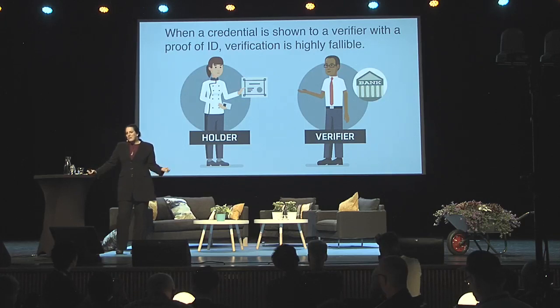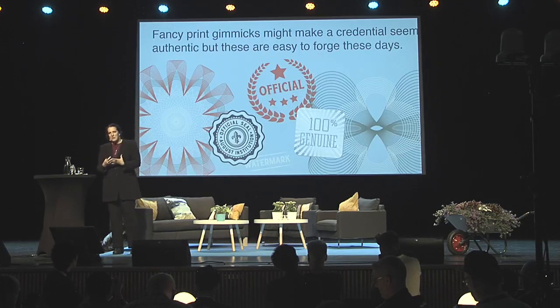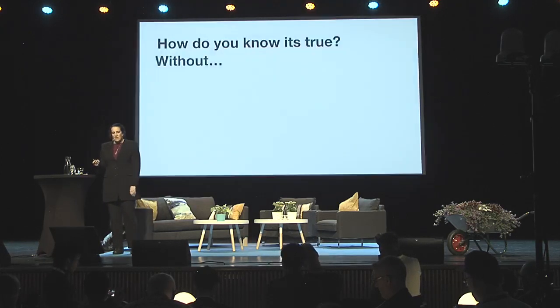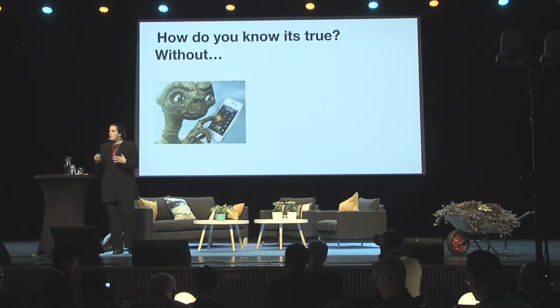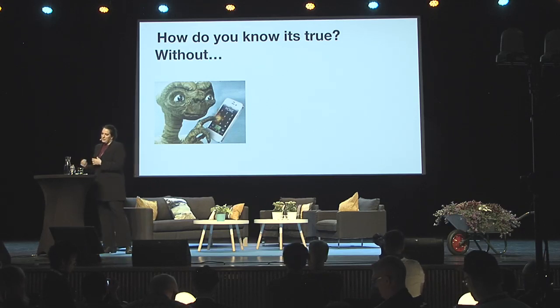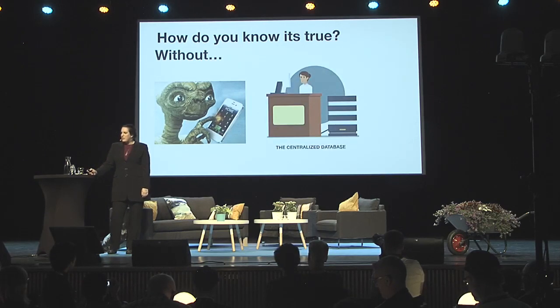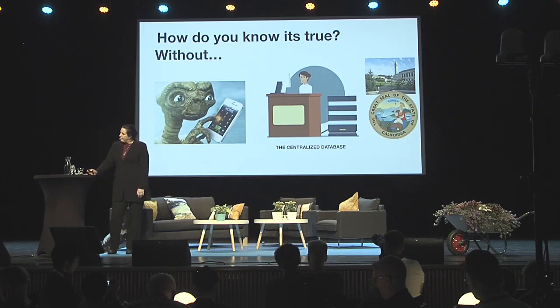And when a credential is shown to a verifier today in paper form, there's lots of gimmicks that can be used to fake it. So we think of paper documents as really secure, but they're really not. And the other challenge we have with both paper documents and digital documents is, how do we know that it's true? How do we know that the things that the individual asserts, like they got a university degree or they're currently licensed as a doctor or whatever, are true without phoning home, without checking the central database from, in my case, UC Berkeley or the state of California?